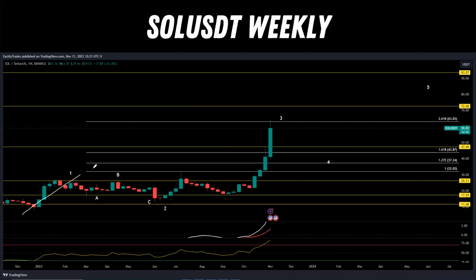Okay, so wave one was that initial burst up, wave two was the ABC down, and then wave three was this really strong push up from the wave two lows right here. And we hit the 2.618 target for wave three. So it's very possible wave three can extend higher. That's definitely a possibility.